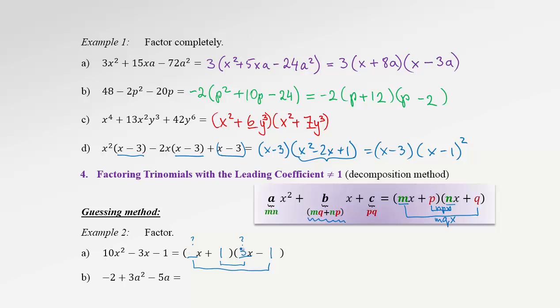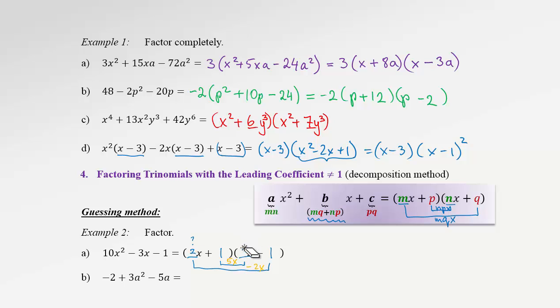So if I place 5 here and 2 over there, let's check what will happen. The inner product is 5x, the outer product is negative 2x. So we are nearly there, but 5x minus 2x is actually positive 3x. We need negative 3x. So if this trial didn't work, let's change the places.